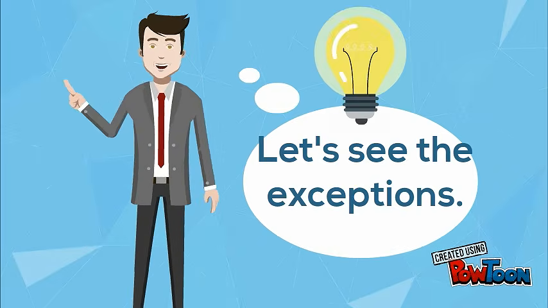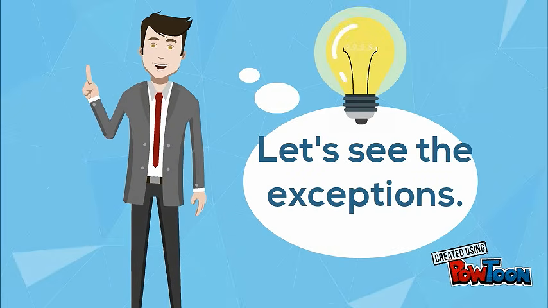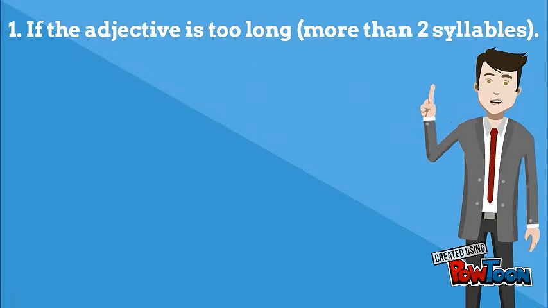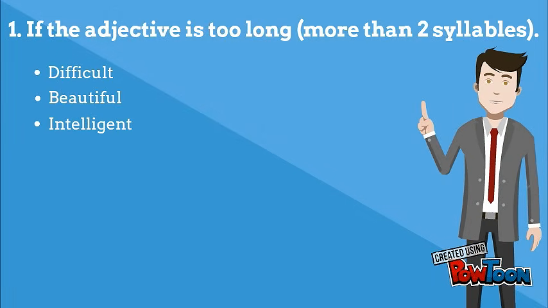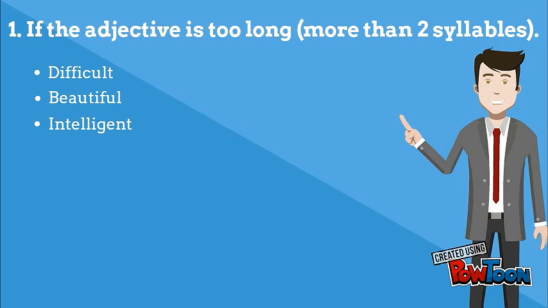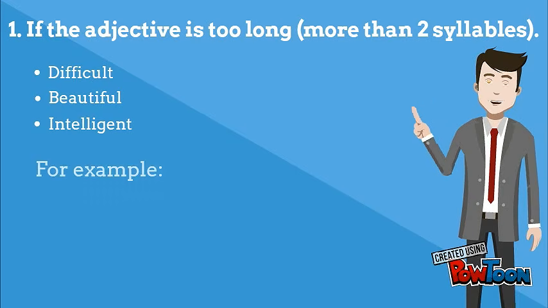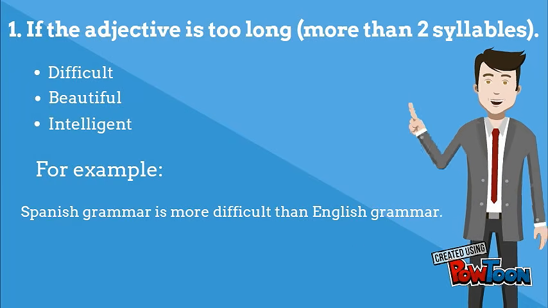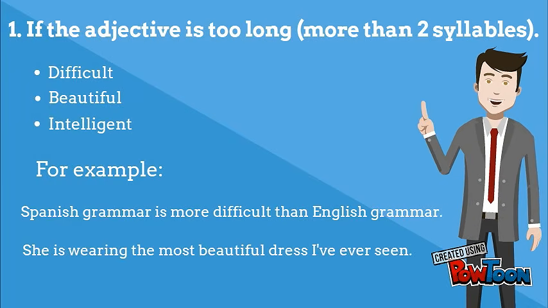Now, we're almost done, so let's see the exceptions. First, if the adjective is too long, more than two syllables, then you cannot use comparatives and superlatives. For example, Spanish grammar is more difficult than English grammar, or she's wearing the most beautiful dress I've ever seen.